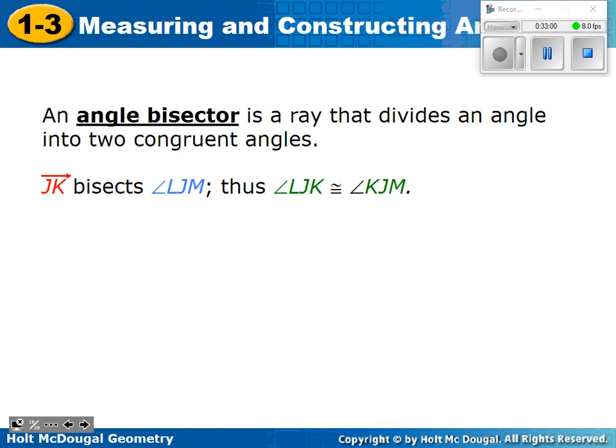So Sydney, what are we going to plug in for ABD? 2x plus 3. Caleb, what am I going to plug in for DBC? 5x plus 4 equals, and Nathan, what am I going to plug in for ABC? 10x plus 19. And now we have an algebraic equation that we can solve.